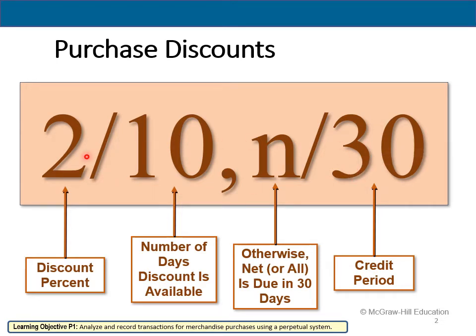And the numbers can change. So sometimes this is 2/10 net 30. You can also see 1/10 or 3/15 net 45. I mean, they vary from industry to industry and from company to company, but that's how you read those. So in the first position is the discount percentage. It means I take a $2 discount on a $100 invoice if I pay within 10 days. Or alternatively, I could pay the full 100 on day 29 if I wanted to.